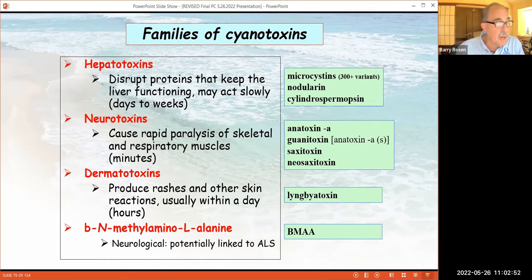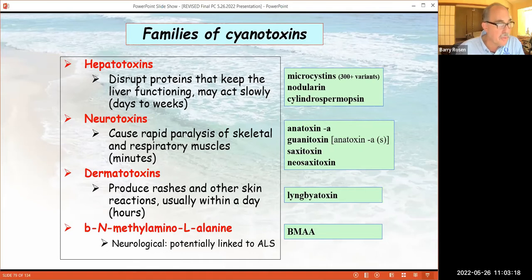And there's another compound called nodularin, which looks very similar structurally to microcystin. And then the cylindrospermopsin. Those three compounds fall under the hepatotoxin group. Okay, so it affects the liver, but it's still quite deadly if you get too big a dose. The next group down is even worse.